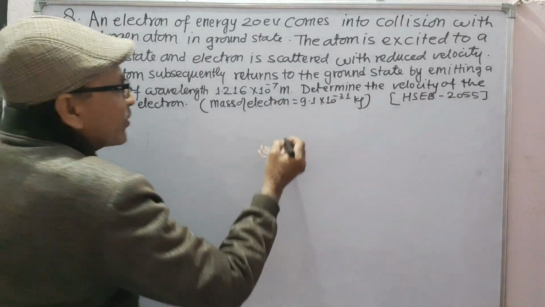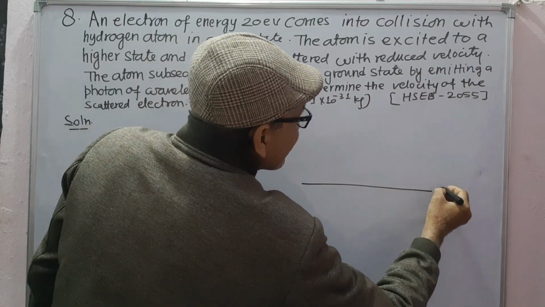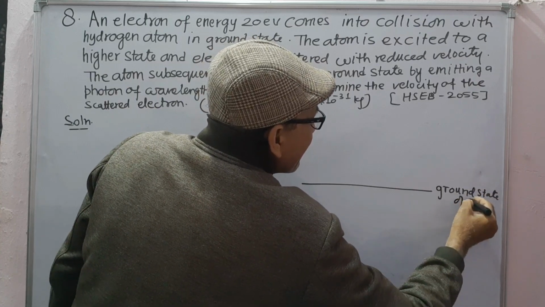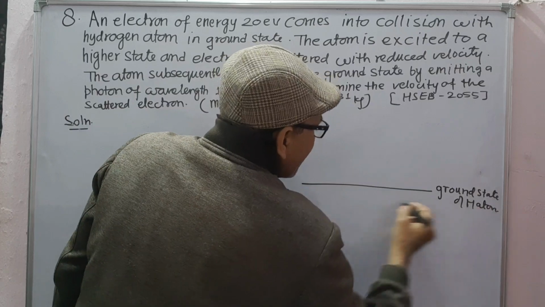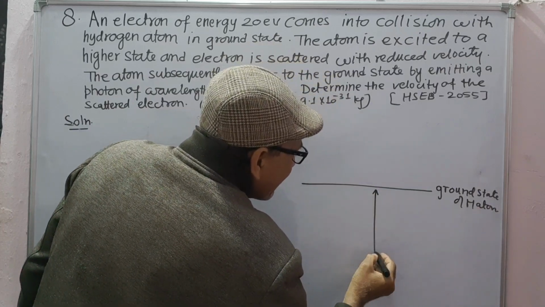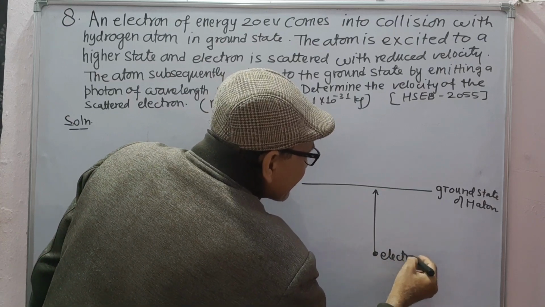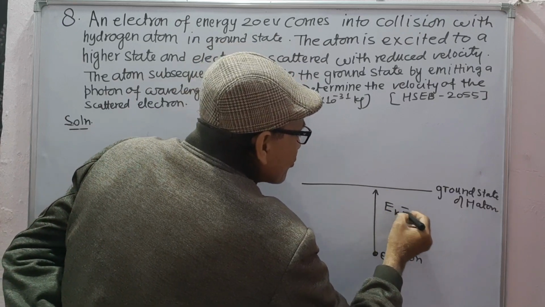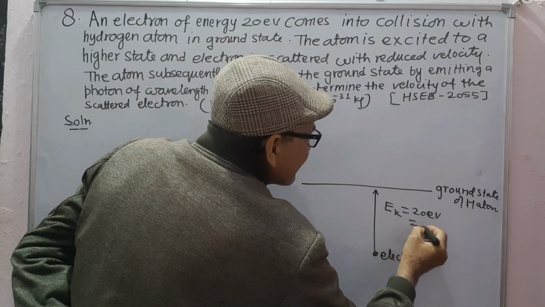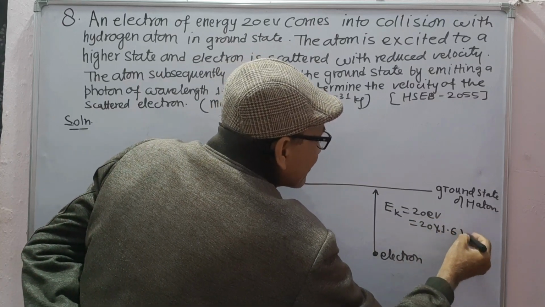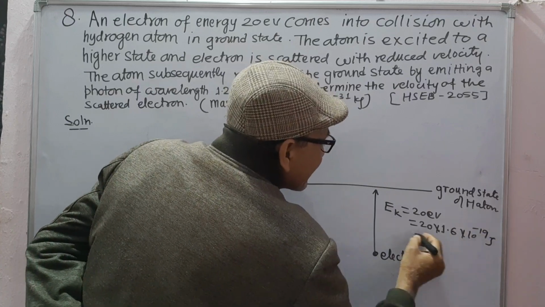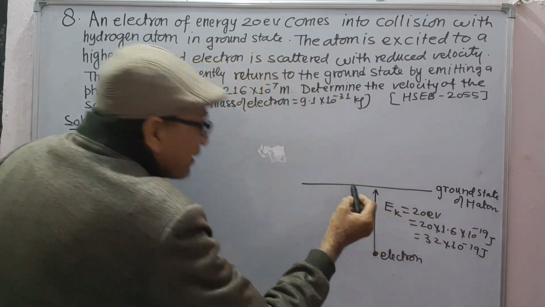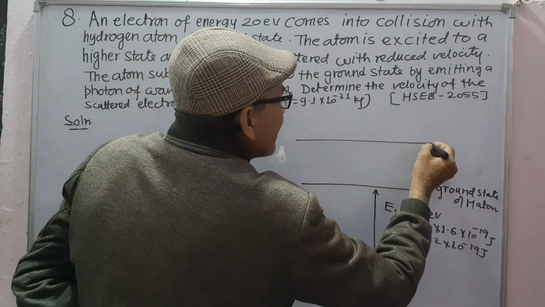Now, let us understand this question with a diagram. Suppose this is ground state of hydrogen atom, and this is an electron which strikes the ground state of hydrogen atom with energy 20 electron volt, which is 20 into 1.6 into 10 to minus 19 joule, that is 32 into 10 to minus 19 joule.